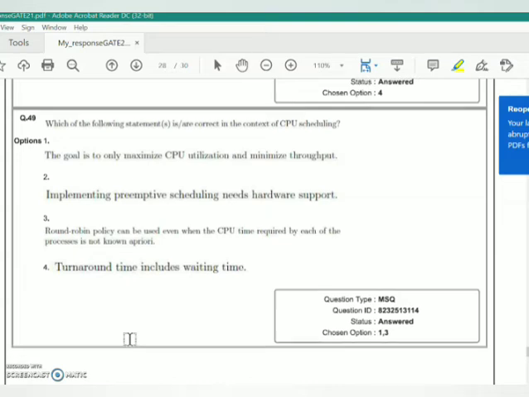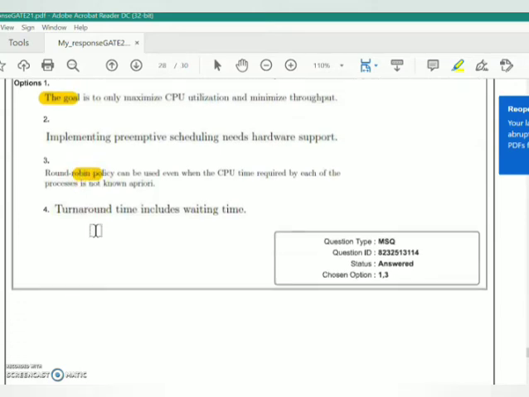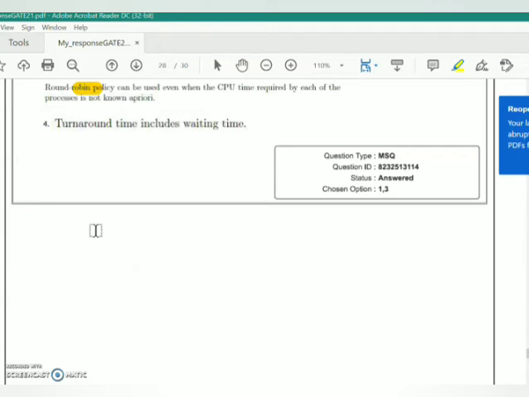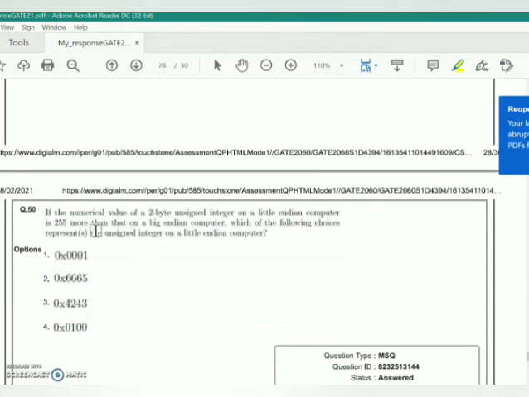Question number 49. What is the context switch in CPU scheduling? Whenever there is preemptive scheduling, it causes context switching. Turnaround time includes the waiting time is not the correct one. Can be used even when the CPU time required.